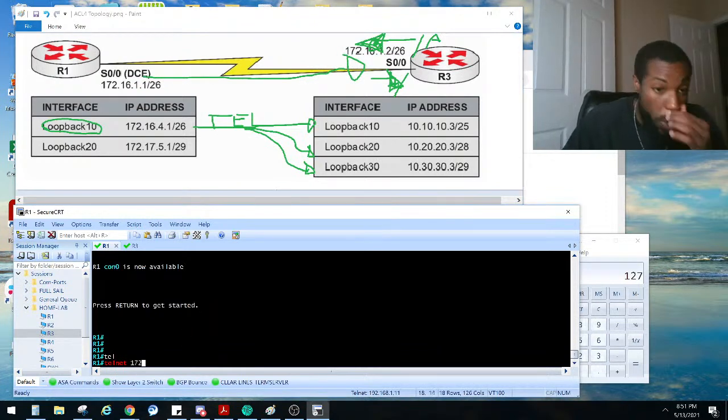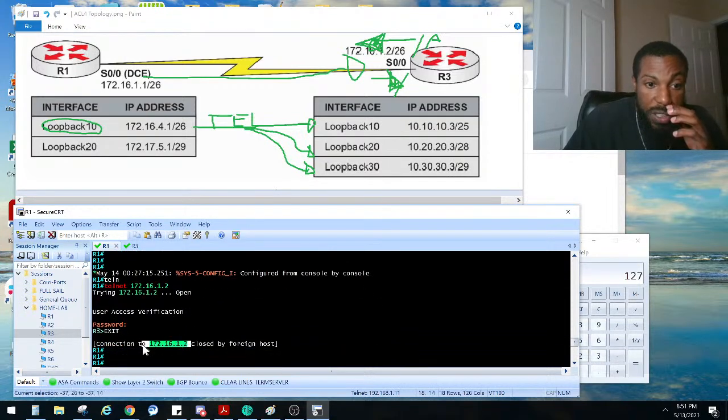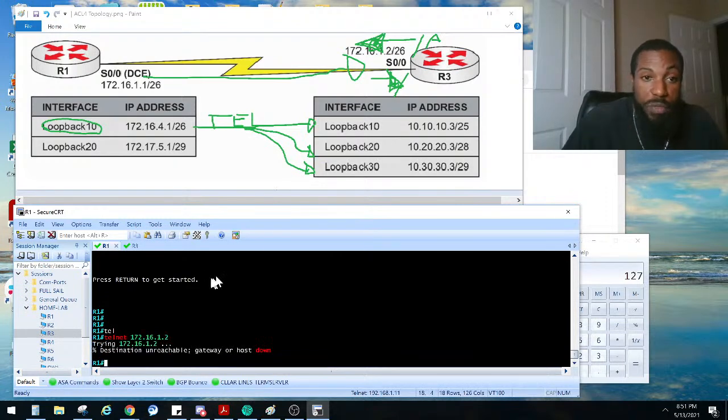One second. Remember, we telnetted earlier to this right here, and it worked. So now what happens? It's not in our history. It probably timed out. 172.16.1.2. Now we're trying to telnet. Boom, unreachable. So this is blocked. That's what that ACL does.